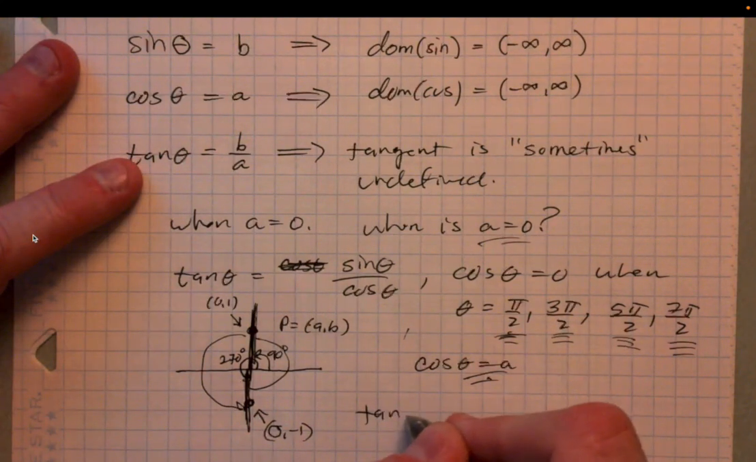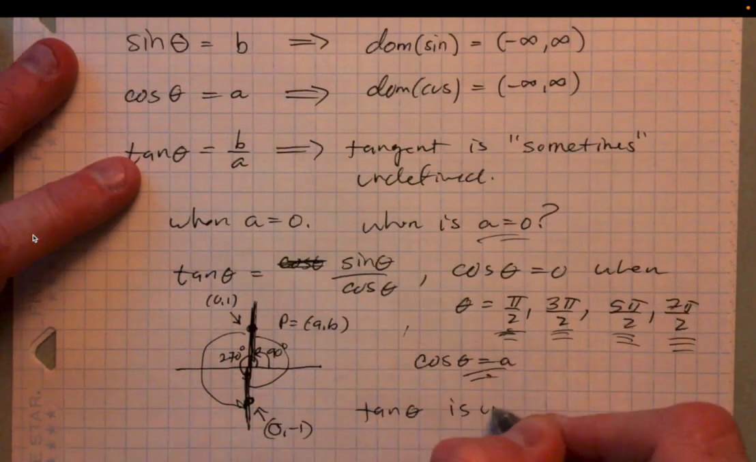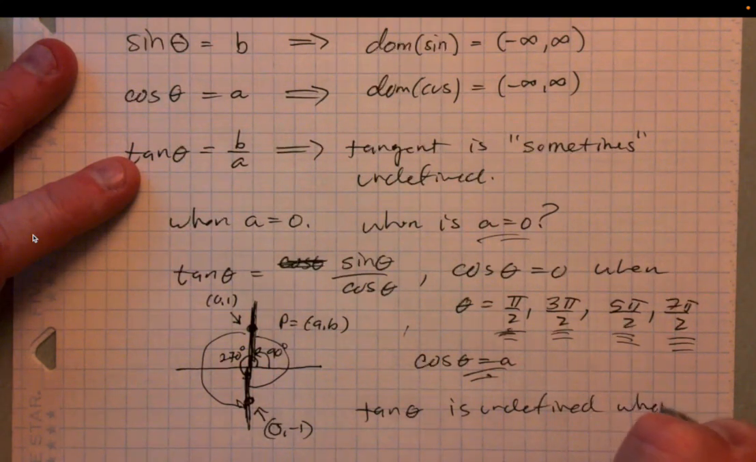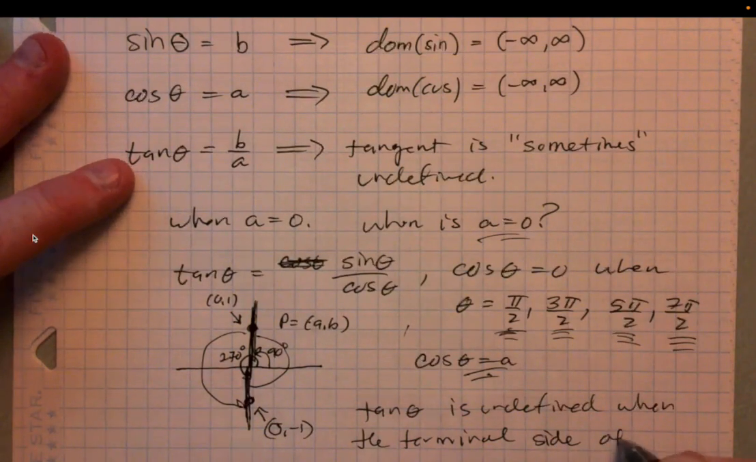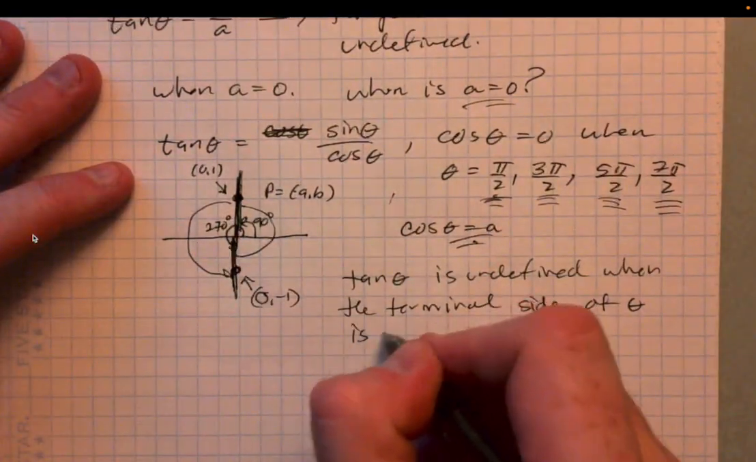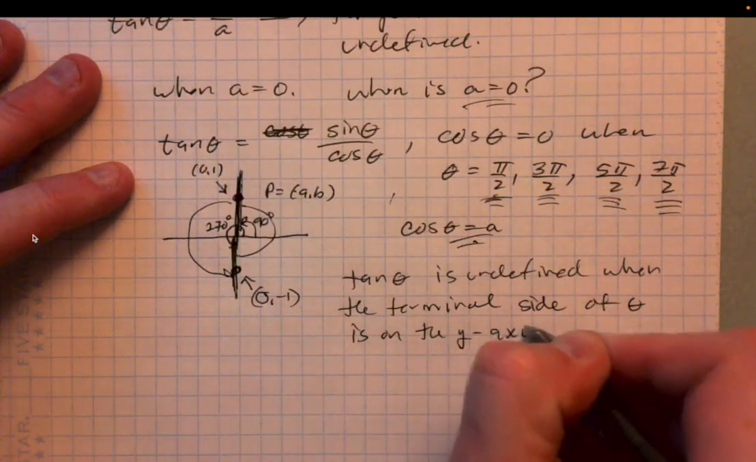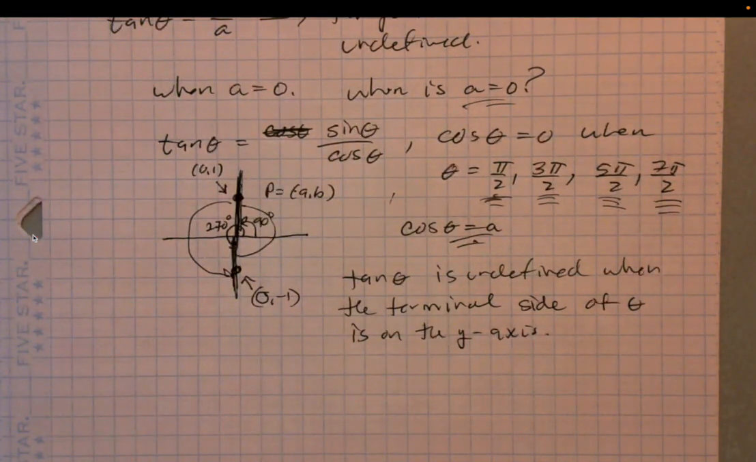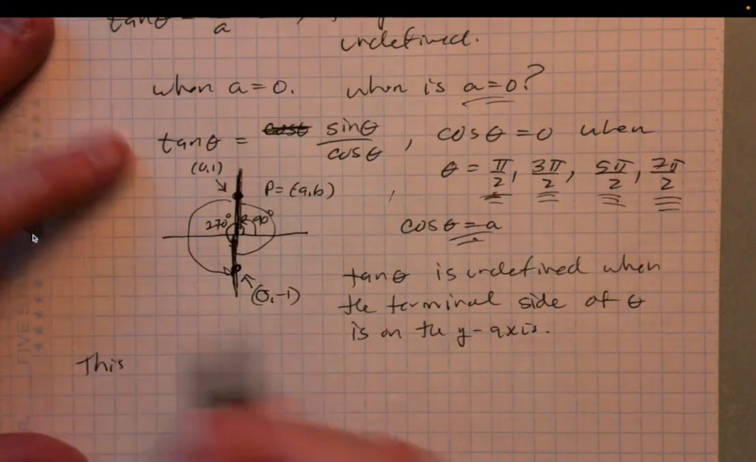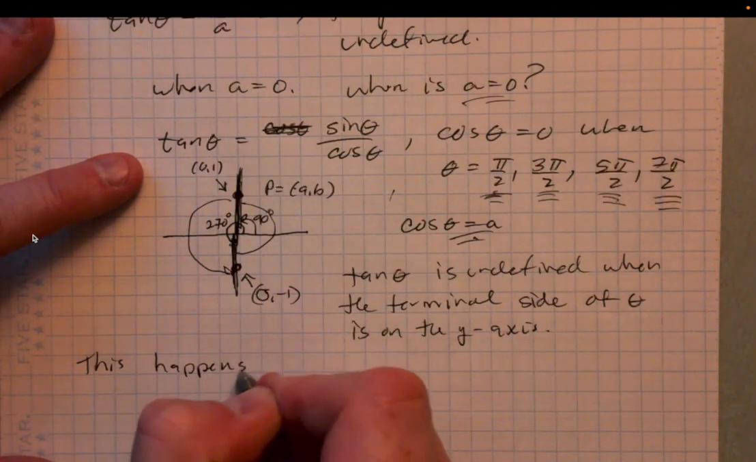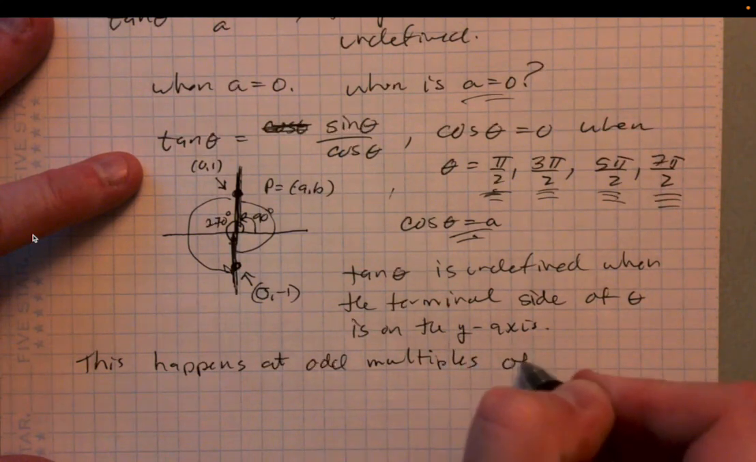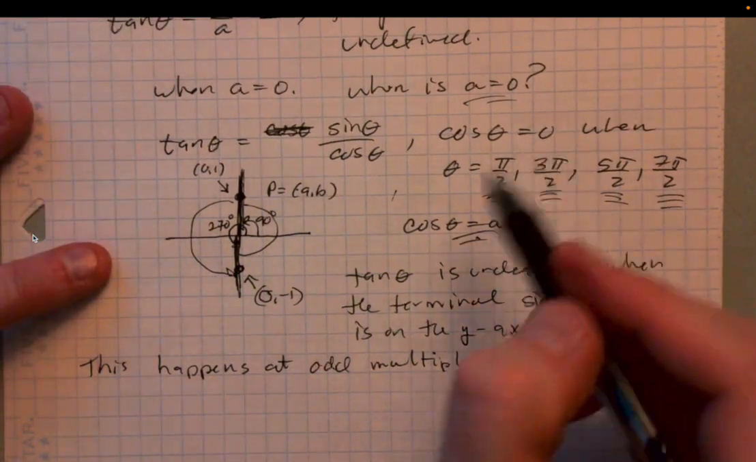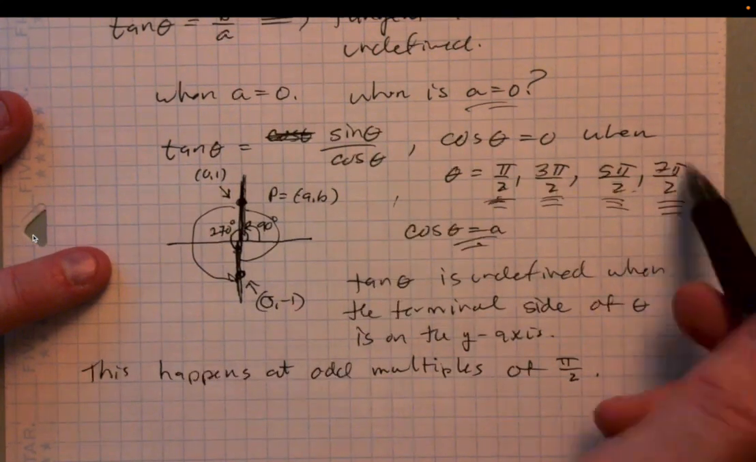So tangent theta is undefined when the terminal side of theta is on the y-axis. And that happens at these odd multiples of pi over 2. So this happens at odd multiples of pi over 2, right? So namely pi over 2, 3 pi over 2, 5 pi over 2, 7 pi over 2.